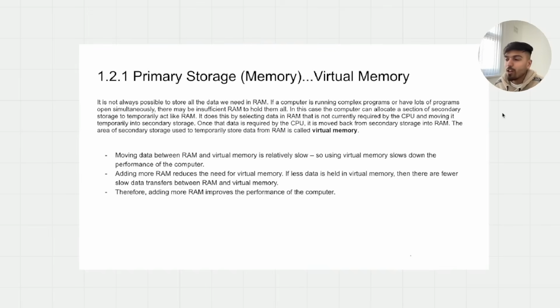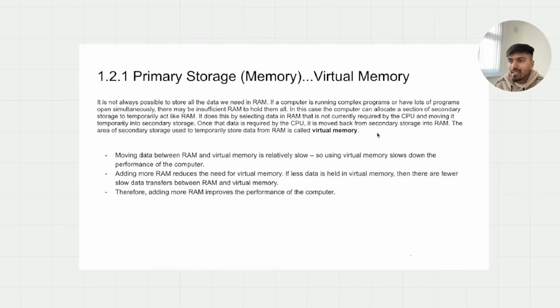Now we move on to virtual memory. Why do we need virtual memory? Well, sometimes the RAM is not sufficient to store everything that's held. For example, if we're running complex programs and have lots of programs open, it may be inefficient for the RAM to hold all of them. So in this case, the computer can allocate secondary storage to act as RAM. It does this by selecting data in the RAM that's not currently required by the CPU and moving it to a temporary section in the secondary storage. Once the data is required, it's moved back from storage into the RAM.